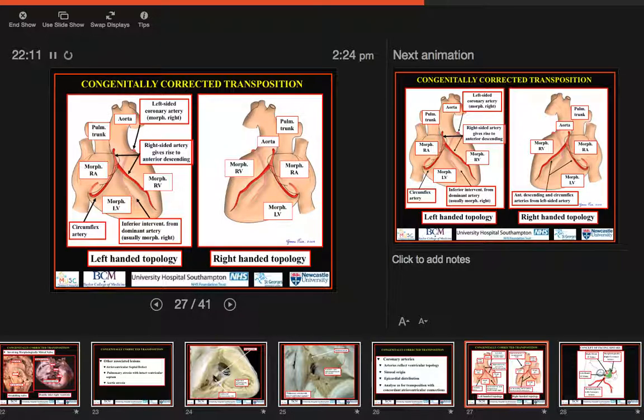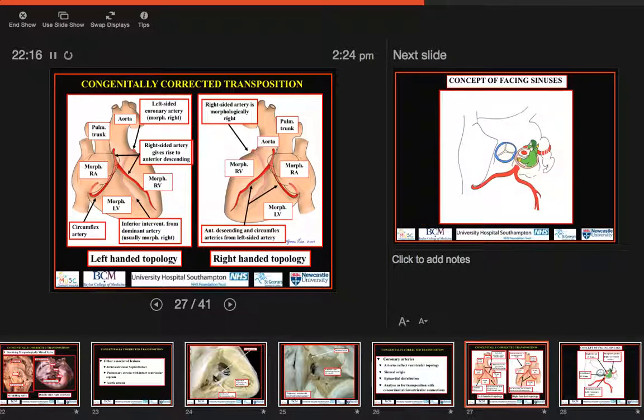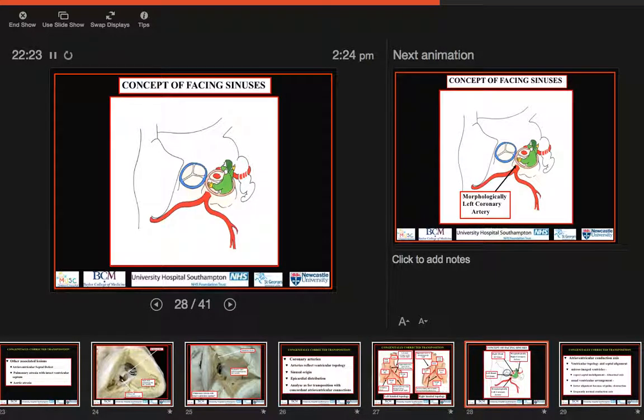When we have right-handed topology, mirror-imaged atrial arrangement, then the coronary arteries are where you expect them to be, as if it was a normal ventricular mass.